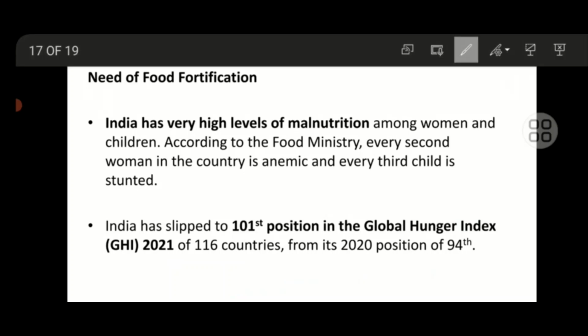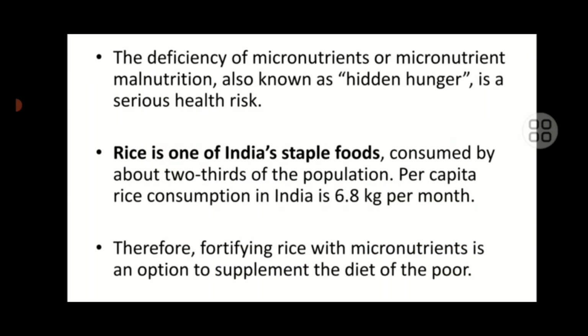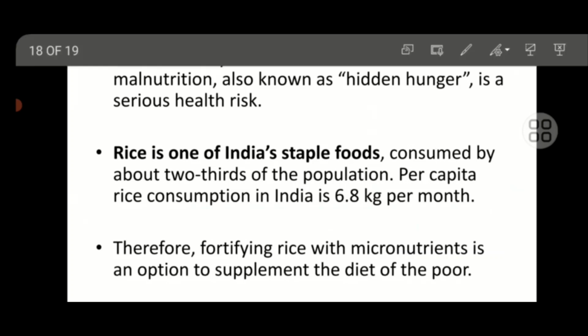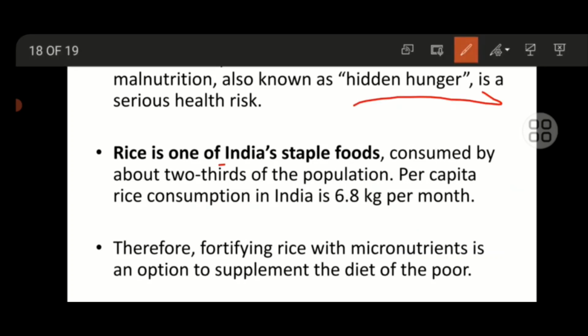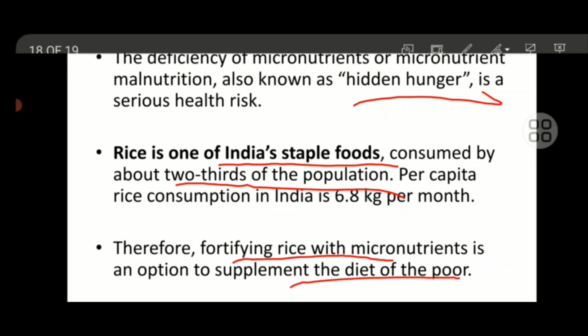India has a high level of malnutrition among women and children. According to the Food Ministry, every second woman in the country is anemic and every third child is stunted. India has slipped to the 101st position in the Global Hunger Index also. Deficiency of micronutrients is called hidden hunger. Rice is one of India's staple foods, consumed by about half of the population. Therefore, fortifying rice with micronutrients will be an option to supplement the diet of the poor.